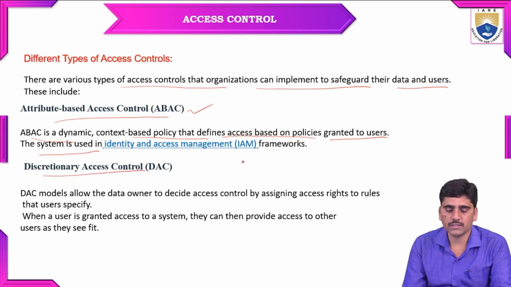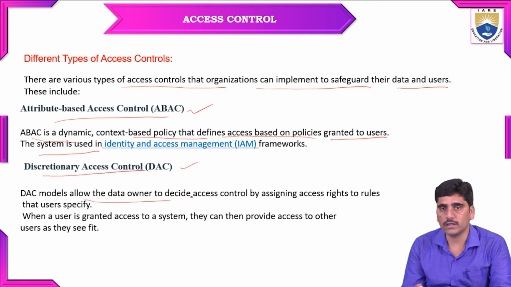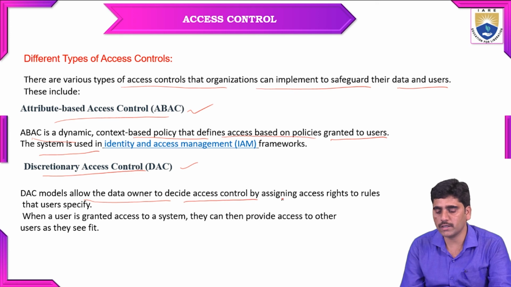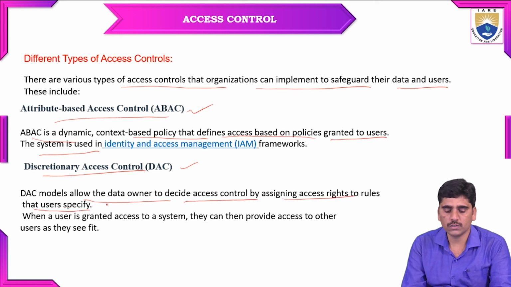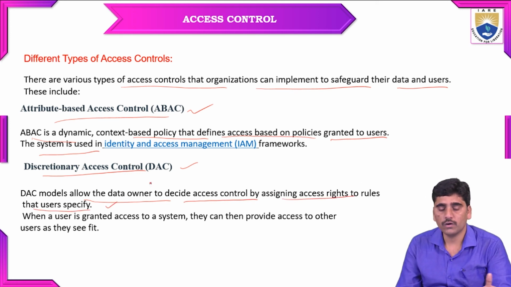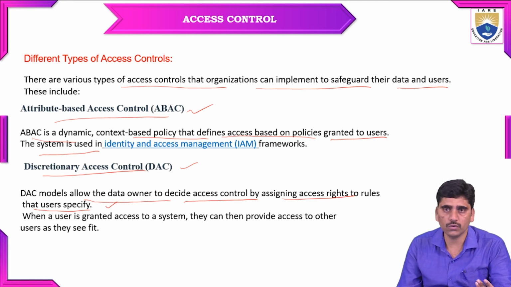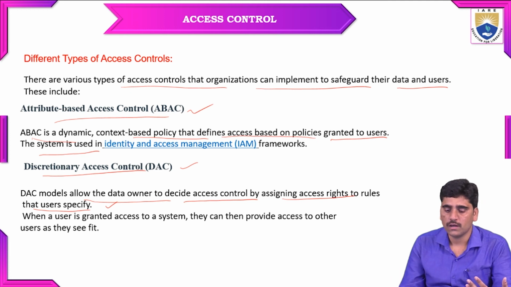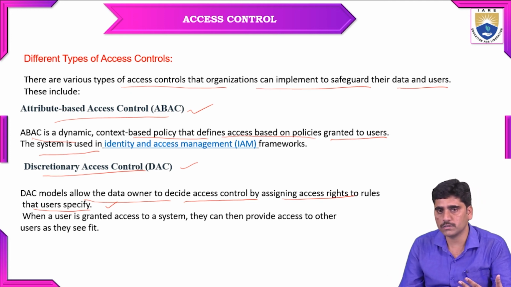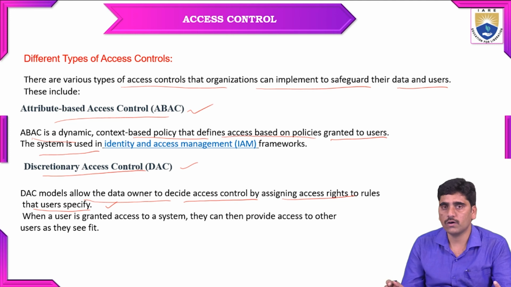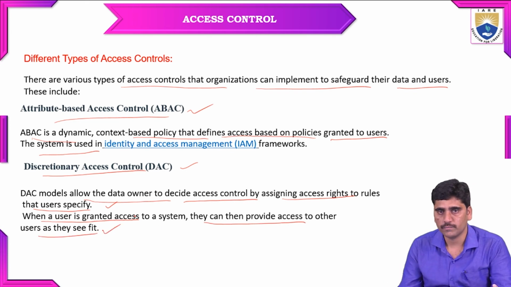The second one is discretionary access control. It allows the data owner to decide access control by assigning access rights according to the rules that the user specifies. So the data owner has to provide certain rules and regulations to the users who have lower levels, and they can give separate levels of rights to all the users. When a user is granted access to the system, they can then provide access to other users as they see fit.